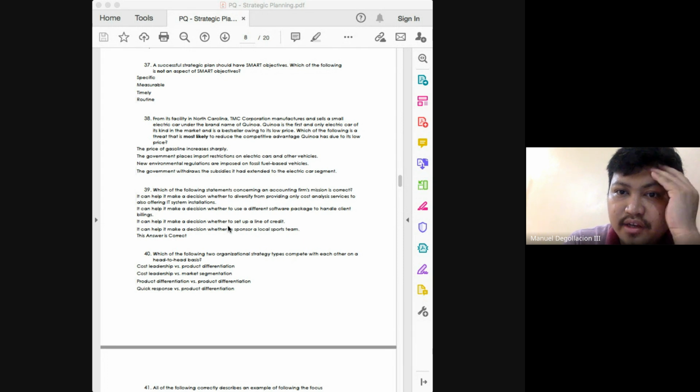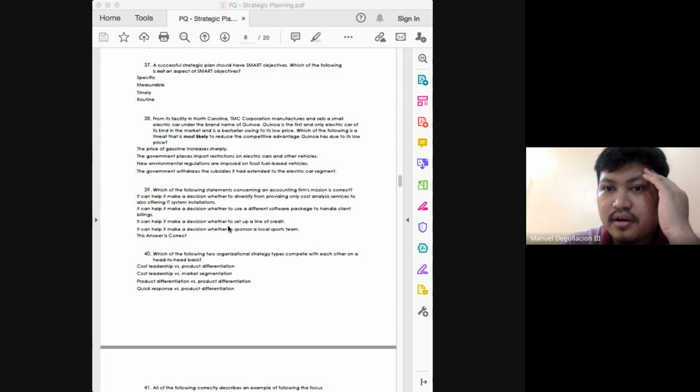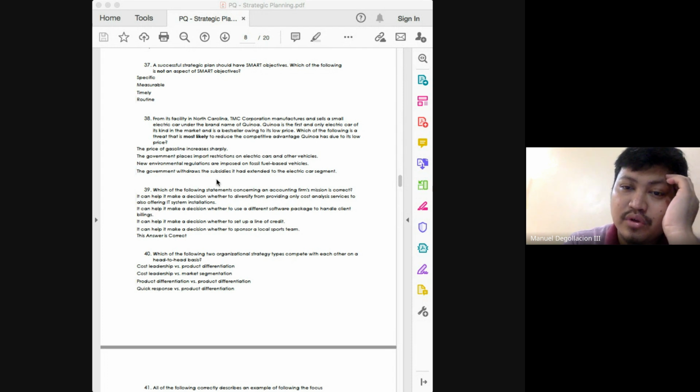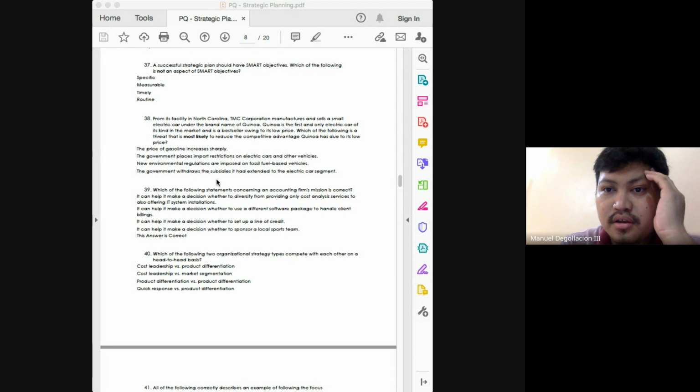The price of gasoline increases sharply. This would be an opportunity because people would be more inclined to purchase electric cars this time. And then the government places import restrictions on electric cars. This would be an opportunity for the company because that means electric cars from outside the country will not be allowed to circulate in the local market. So it will continue to be the leader in the local market.